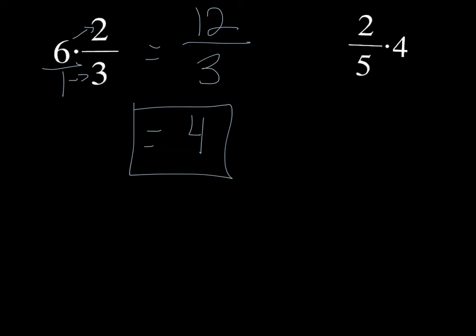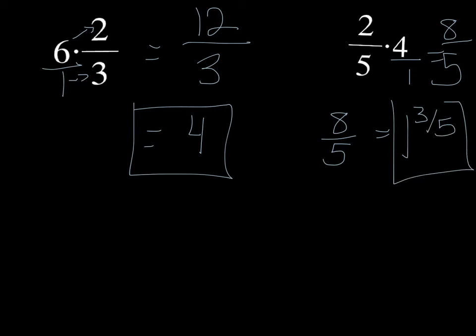Okay, you're going to do the same thing on this next one. This 4 has to have a 1 underneath it, because we need it to be a fraction. Same thing again, numerator times numerator gives me 8. Denominator times denominator gives me 5, so I have 8/5. I've got to think about how many times 5 will go in 8. It'll go in there once with 3 left over, so I have 1 3/5.